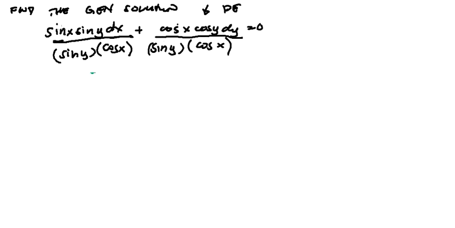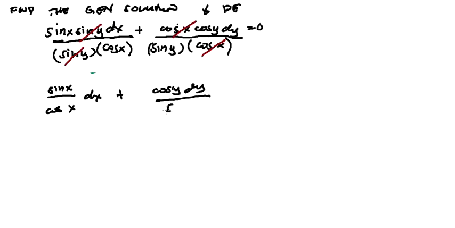By doing that, we can now cancel out sine y, and here cosine x. Okay, and this results to sine x over cosine x dx plus cosine y dy all over sine y is equal to 0.